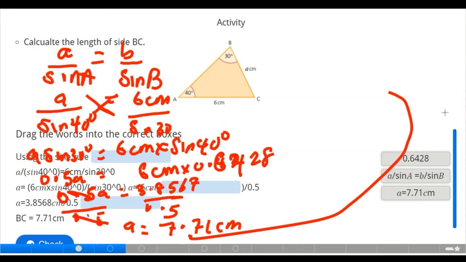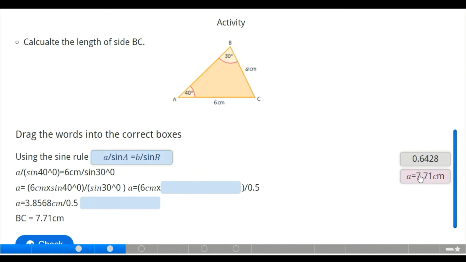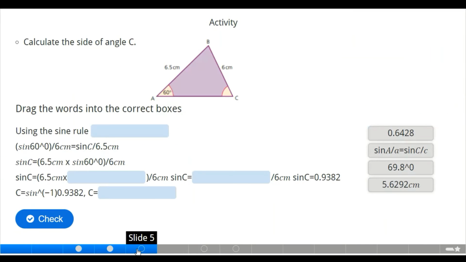Okay, so let's quickly put the right answer into the boxes and let's see what we have. The sine rule says that a over sine A equals small b over sine B. Sine 40 multiplied by 6 gives 0.6428 times 6. After we divide 3.856 by 0.5, we said that our a is 7.71 centimeters. So let's check our arrangement. We are right. Now let's look at another example.